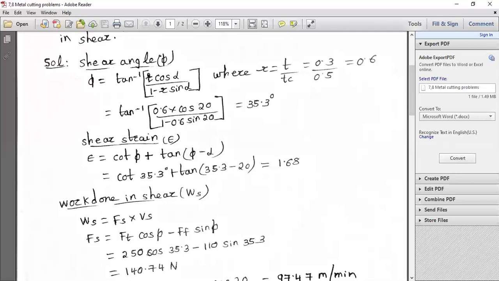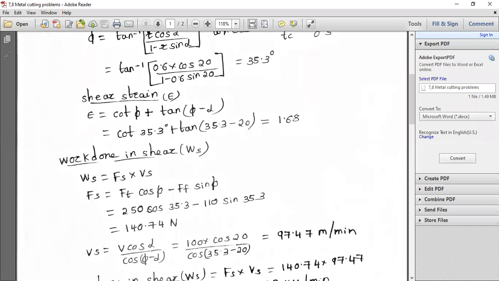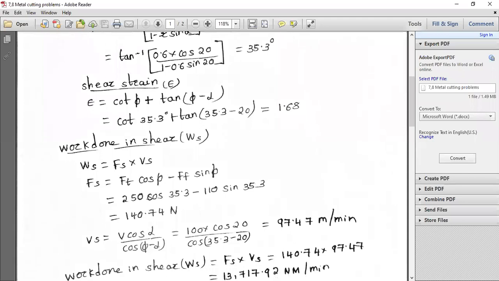Fs you have calculated now. It is 140.74. But what is Vs? Vs can be written in terms of the cutting speed and rake angle. That is the formula there in the derivation: V into cos alpha by cos of phi minus alpha. The cutting speed is given as 100 meters per minute, the cutting velocity. Alpha, the rake angle, is 20. The shear angle you have calculated now is 35.3, and you have got Vs as 97 point something.